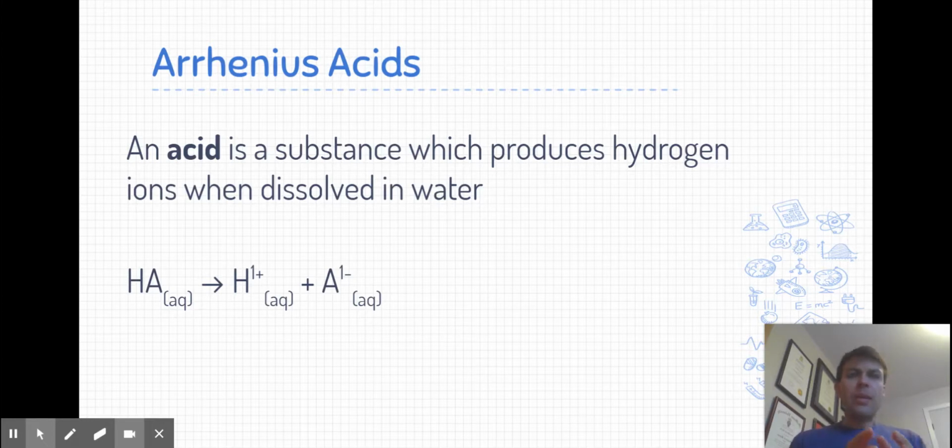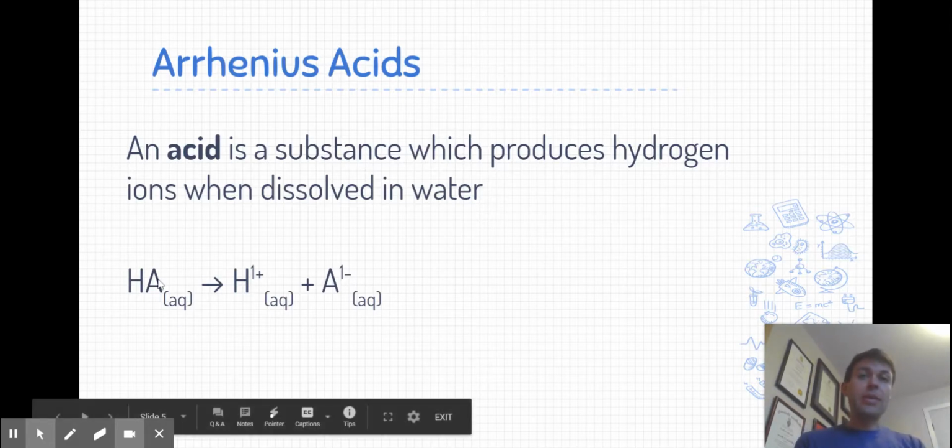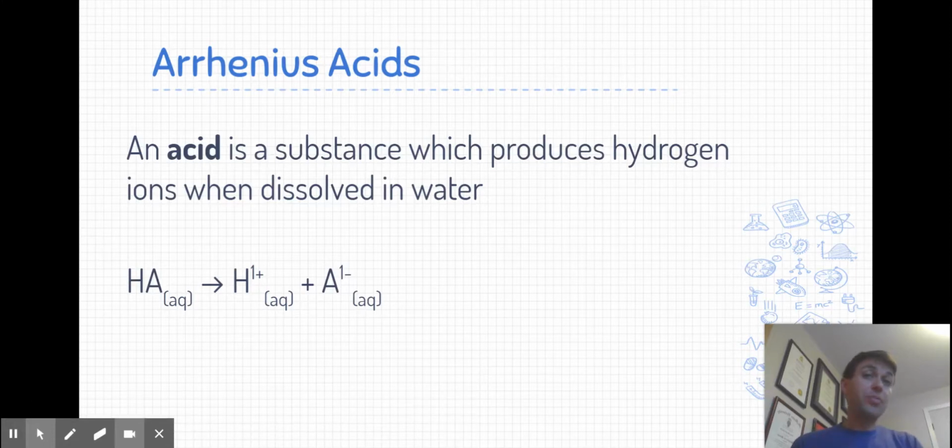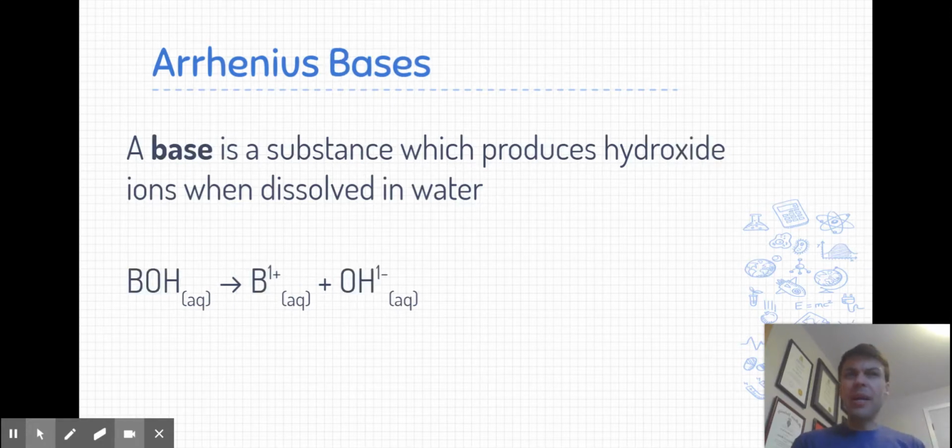So this definition here relies on a few things. First, it relies on a substance being dissolved in water, so we have to have a solution here. Second, it relies on that chemical somehow having some hydrogen ions present, okay? And that's often how we've been recognizing acids in nomenclature, some number of hydrogens bonded to the rest of the molecule. An Arrhenius base is a substance which, when dissolved in water, produces hydroxide ions.